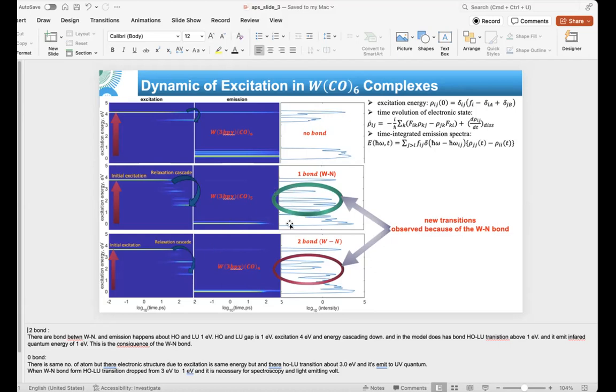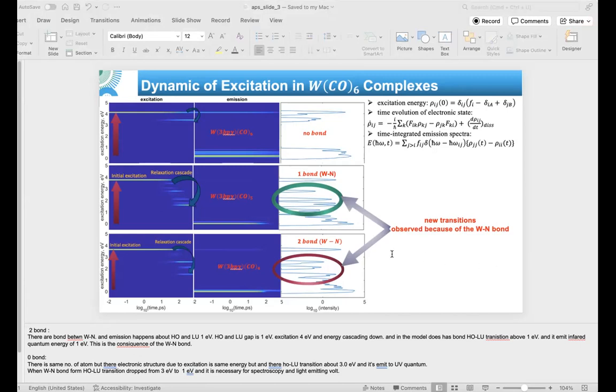And also from the integrated emission spectrograph, we can see that in here there are no emission spectra peaks, but when there is a bond between tungsten and nitrogen, that creates several peaks here, and also when we have a double bond we can see these peaks. So yes, these are the things.